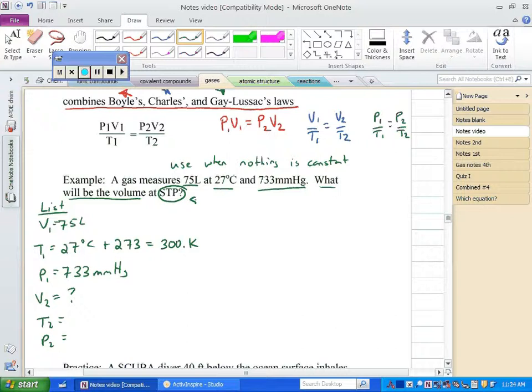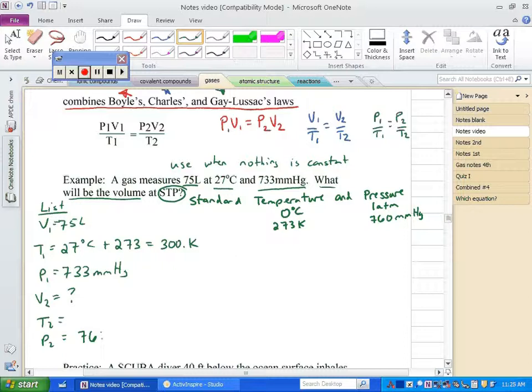It stands for standard temperature and pressure. And they come with actual values. Standard temperature is 0 degrees Celsius or 273 Kelvin. Standard pressure is 1 atmosphere or 760 millimeters of mercury, depending on what unit you need. We need the millimeters of mercury and the Kelvin. So now we have our equation.